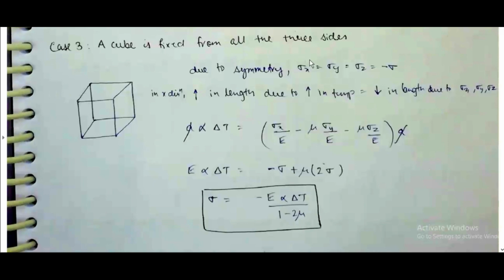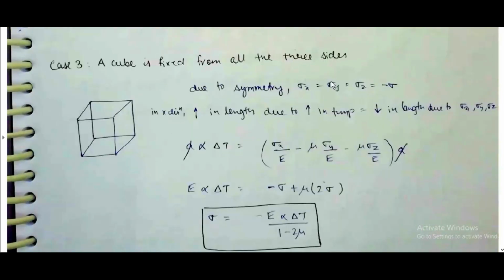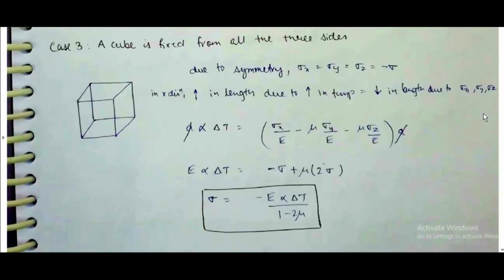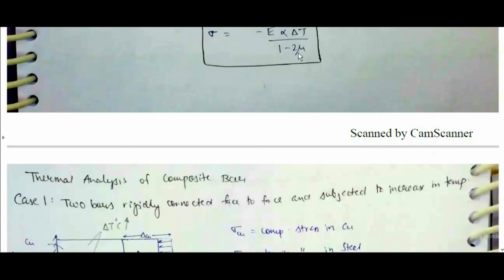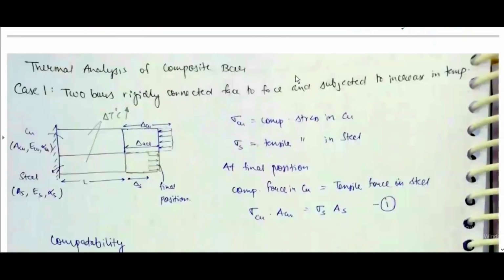A cube fixed from all directions, then sigma x is equal to sigma y is equal to sigma z is equal to minus sigma. In the next direction, increase in length due to increase in temperature is equal to decrease in length due to sigma x, sigma y, sigma z. A alpha delta T is equal to sigma x by E minus mu sigma y by E minus mu sigma z by E into A. Sigma is equal to minus E alpha delta T by 1 minus 2 mu.